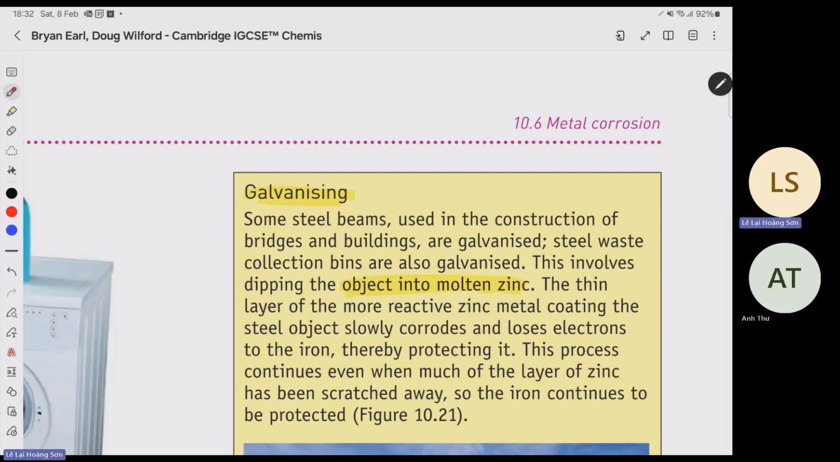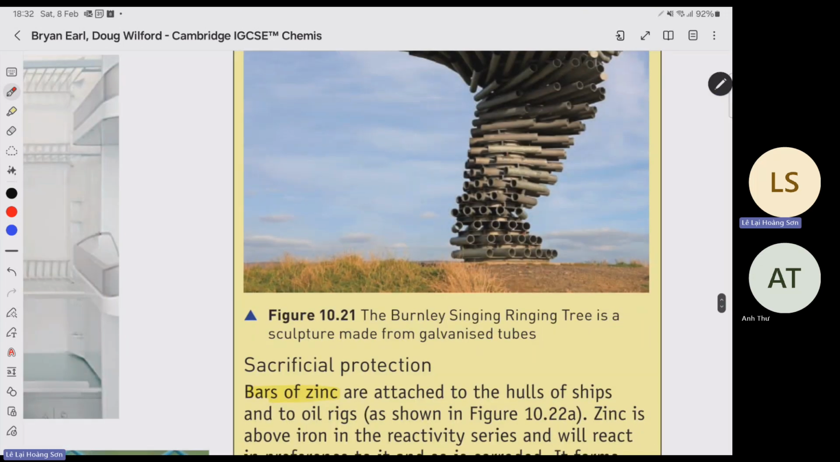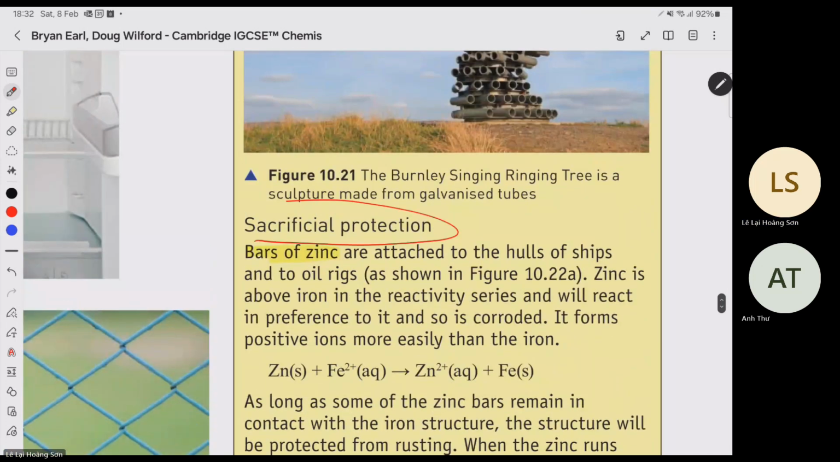So for these two methods, that is the limitation. The downside is that it's not going to be forever. When you use up the zinc, you need to replace it with a new one. So basically, you will waste zinc all the time in the process of protecting iron.